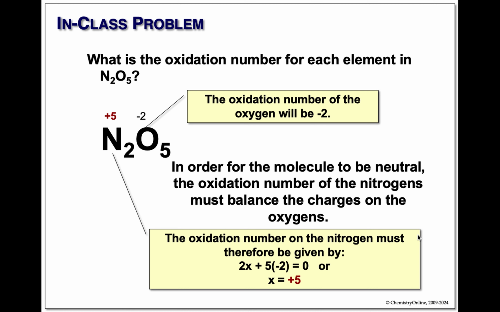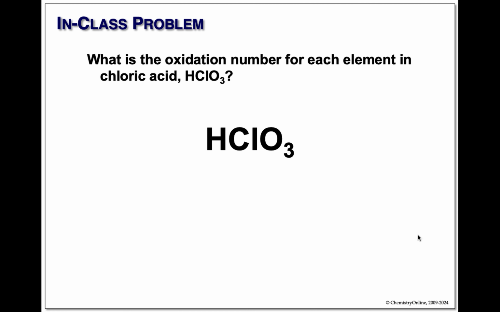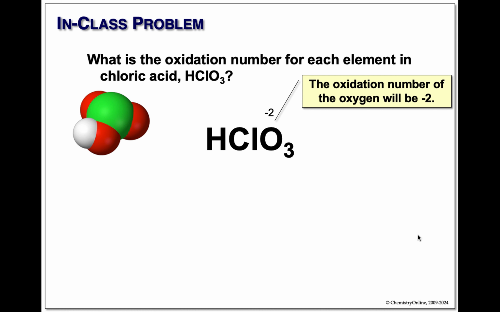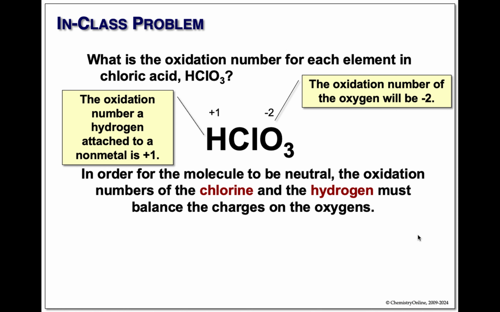And finally, let's do chlorous acid. Again, chlorous acid looks like this. This is chlorate with one of the oxygens having a proton. It's a nonmetal, so this will be a +1. Oxygen will be -2. So we have 6 negatives, 1 positive. The chlorine in the middle must be +5.